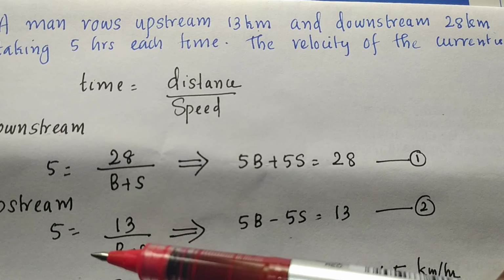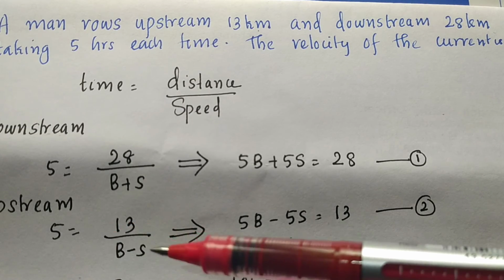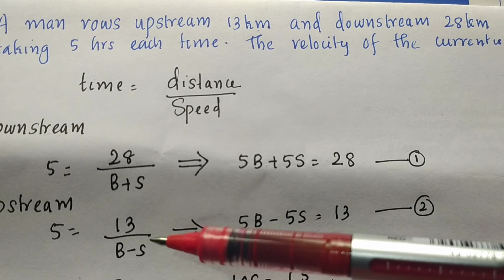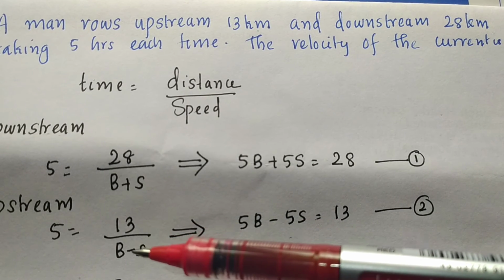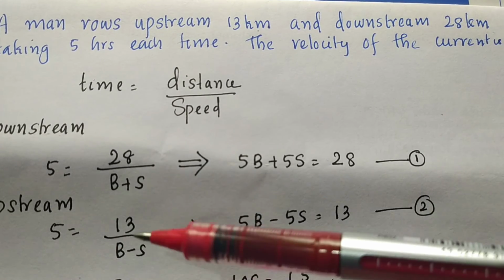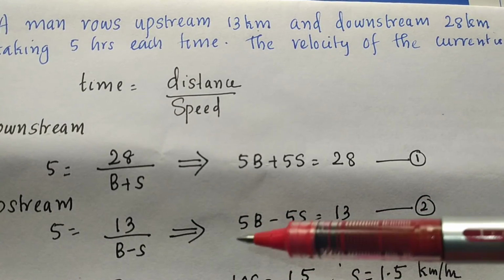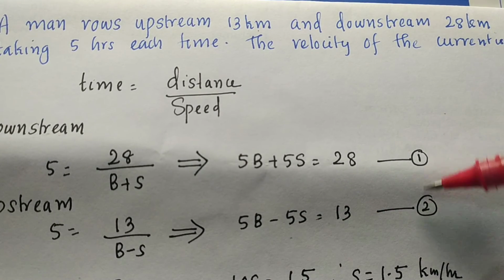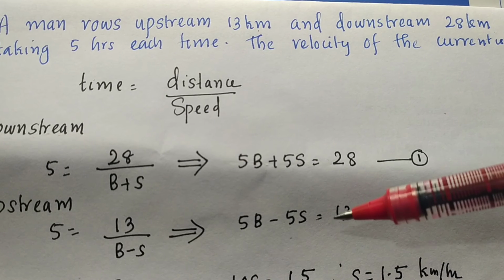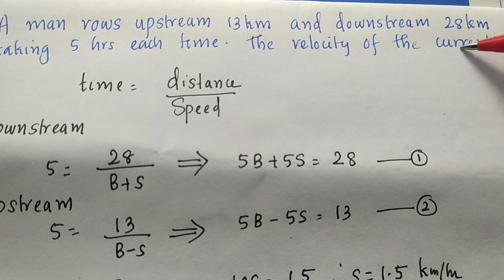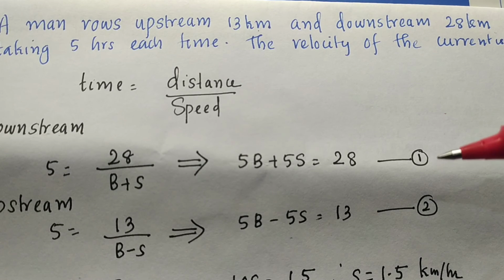In case of upstream, he took 5 hours to travel 30 kilometers upstream. So 5 is equal to 30 divided by (B minus S), that is the upstream speed. By rearranging, we will get 5 into (B minus S) as 30. So we get two equations having two variables. We will solve these equations and find the velocity of the current, and also we can find out the speed of the boat in still water.